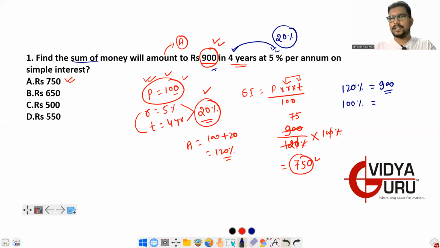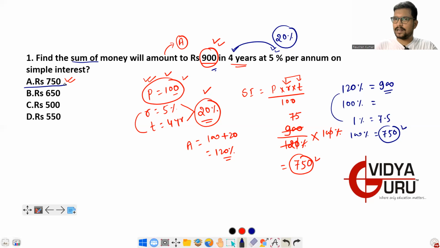If 120% is 900, from here we can calculate 1% will be how much? You can say 1% will be 7.5. Similarly, 100% will be how much? You can say 7.5 into 100, which will be equal to 750. The answer should be the A part. I hope you get this question and concept as well. So we will apply these concepts in the next few questions.